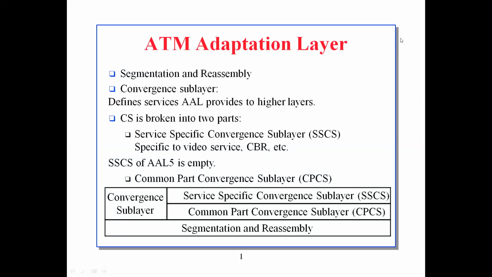This adaptation layer defines how to segment and reassemble higher layer packets into ATM cells, and also how to handle various transmission aspects in the ATM layer. The AAL is divided into two major parts, as we have already seen while studying ATM networks in previous videos. The two major parts are the convergence sublayer and the segmentation and reassembly sublayer. First, we will see about the convergence sublayer.